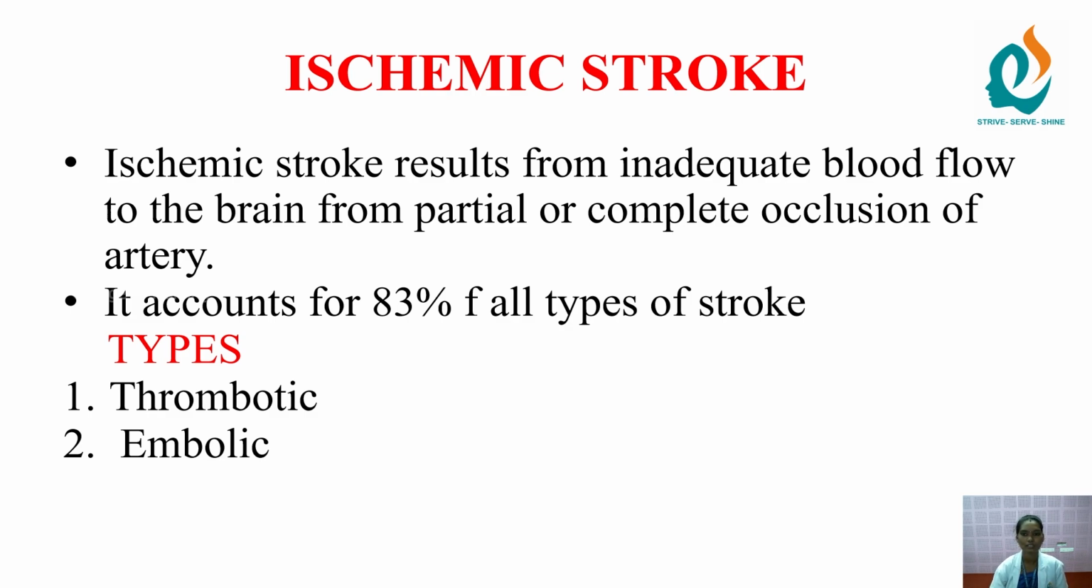Ischemic stroke results from inadequate blood flow to the brain from partial or complete occlusion of an artery. Ischemic stroke means inadequate blood supply to the brain. It accounts for 83% of all types of stroke. As already said, ischemic stroke is further divided into two types: the thrombotic stroke and the embolic stroke. Embolic stroke means a movable one, for example air bubbles, a blood clot, or any other fatty substance. These are all embolic stroke.